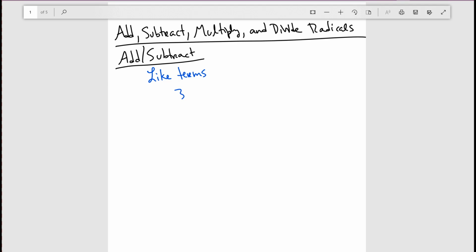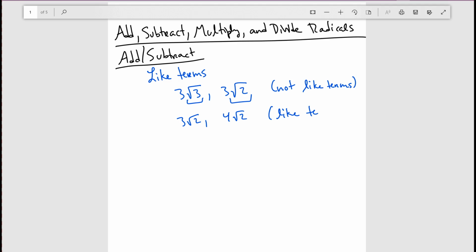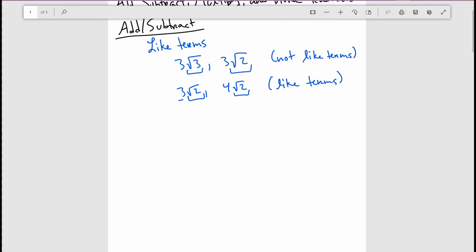So for example, if I have 3 square root of 3 and 3 square root of 2, these are not like terms because the radicals are completely different. This one has a square root of 3, this one has a square root of 2. So these are not like terms. This one, however, are like terms. These are like terms because they have exactly the same radicals, square root of 2 and square root of 2. And usually when you're doing these, all you gotta do is add up the coefficients, so the number right in front of it.